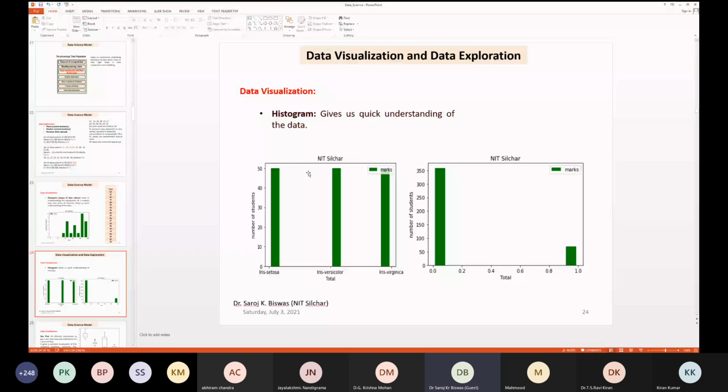And now I have taken the thyroid data set. In thyroid, two classes are there, 0 and 1. One class has more than 350 observations, and the other class has only a little more than 50. One class has this number of observations, and the other class has that number of observations. So from here, we can understand that the data set is not balanced.